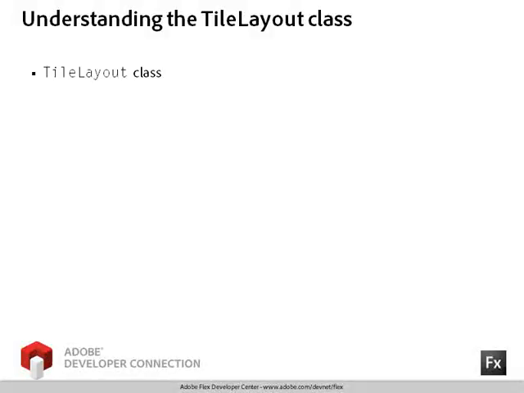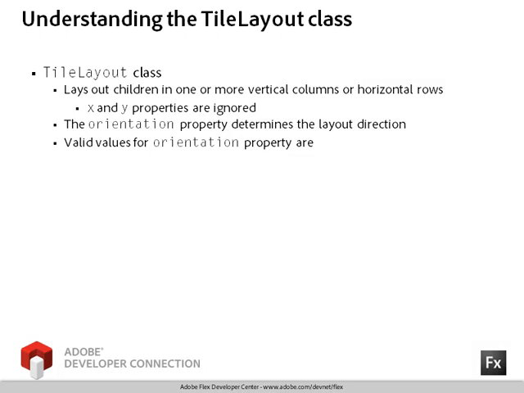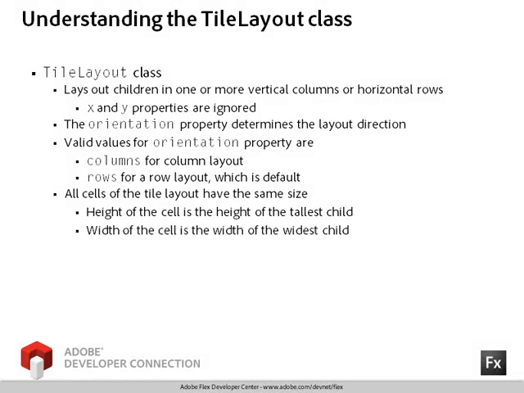The tile layout class is a little more complex than the other three layout classes. It lays out its children in one or more vertical columns or horizontal rows based on a property named orientation. The valid values for the orientation property are columns if you want a column layout and rows if you want a row layout. Row is the default orientation. All cells in a tile layout have the same height and width. Both values are based on the tallest and widest child, respectively.